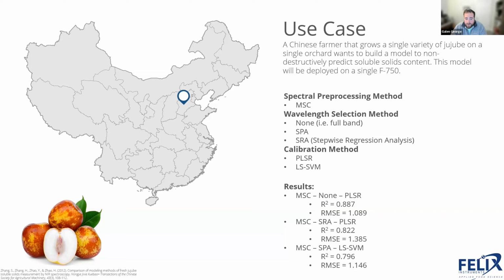examine their results to see which one is going to give them the best results. So looking at the methodology, they always used MSC for their pre-processing, but looking at the one where they did no wavelength selection, or a full band selection essentially, and they just used MSC for pre-process and a PLSR calibration method, that actually gave them the best performance.